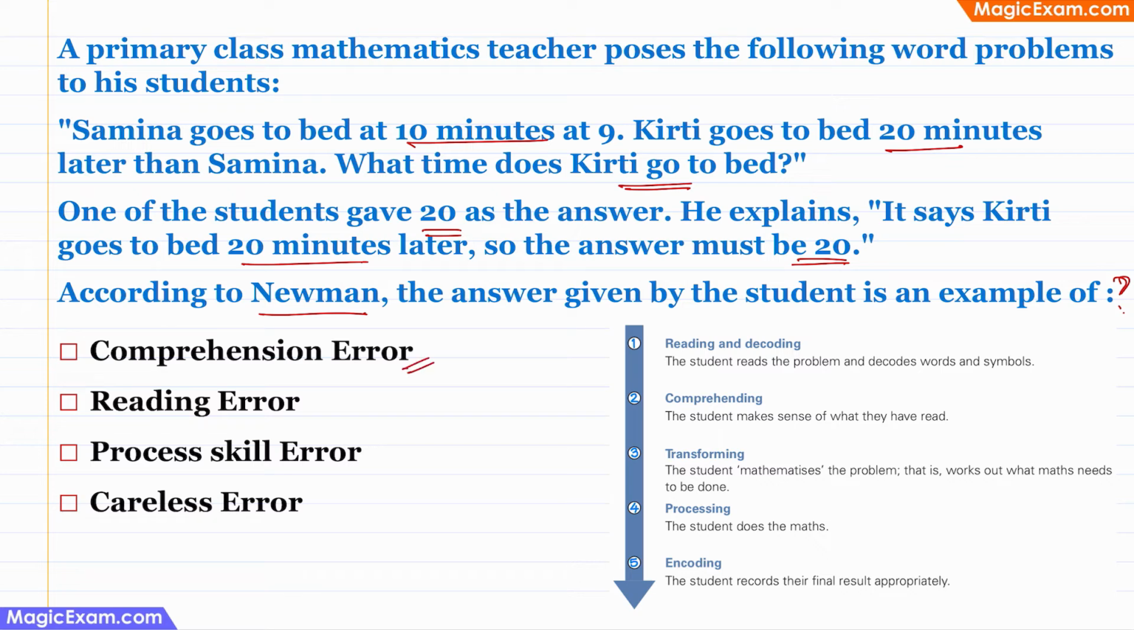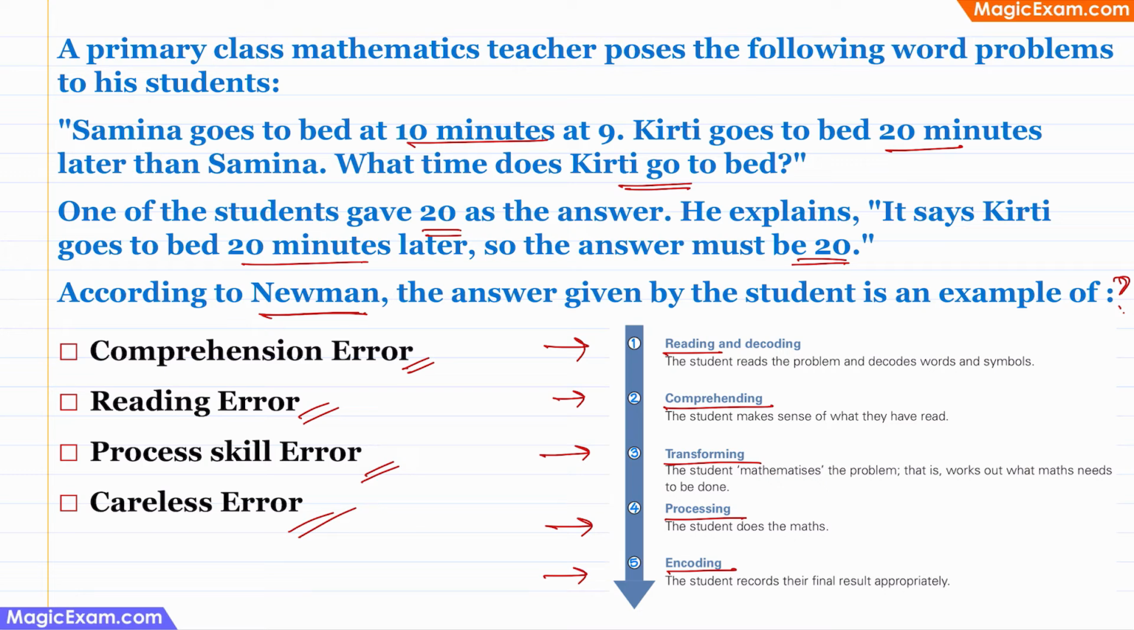Is it a comprehension error? Is it a reading error? Is it a process skill error? Or is it just a careless error? Now, according to Newman, when it comes to word problems, the solution comes in 5 distinct steps. First, children should be able to read the problem. Second, they should be able to comprehend or understand what the problem is stating and what is being asked. Then they should be able to transform this word problem into a mathematical problem. And then they should be able to do the mathematical steps that are required to come to the answer. And then they should be able to represent or encode the answer in a proper way.